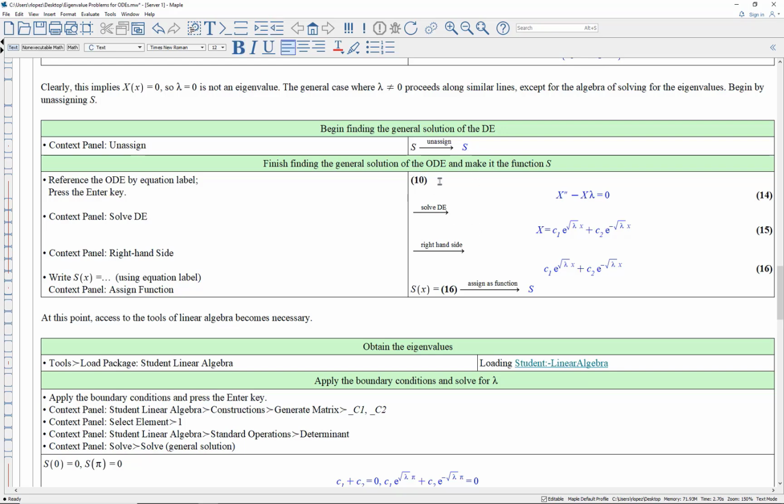Then I recall the differential equation, and solve the differential equation using the context panel. Here is the solution. This is the way Maple presents the solution. I only want this right-hand side, so I grab the right-hand side. And that's what I now want to call s of x, because x will become 0, x will become pi, and it's just easier to have that as a function.